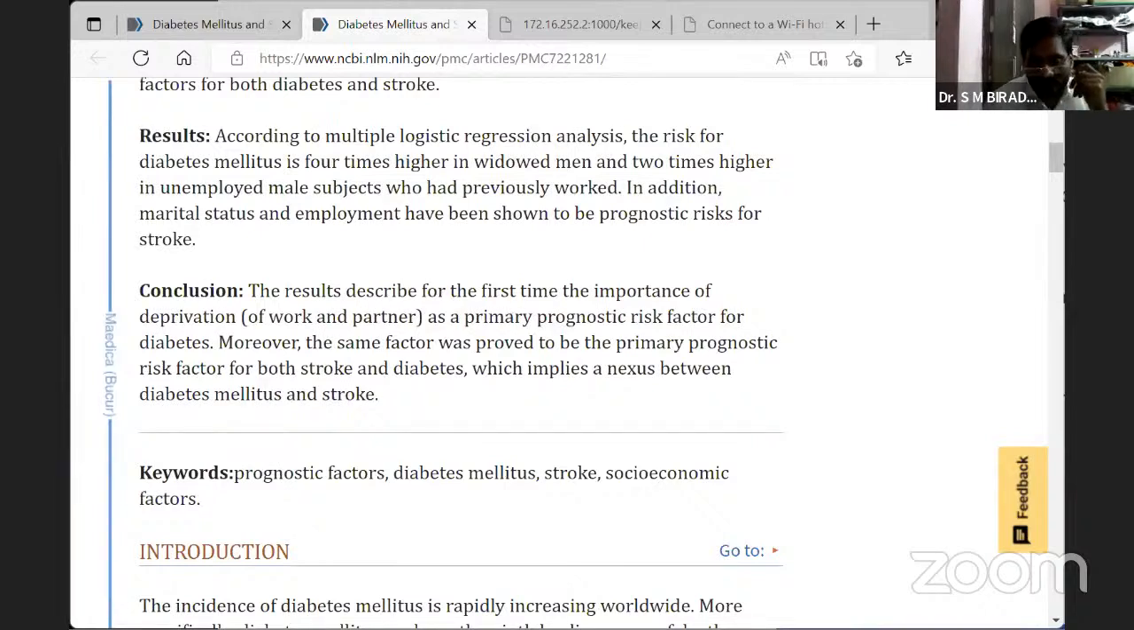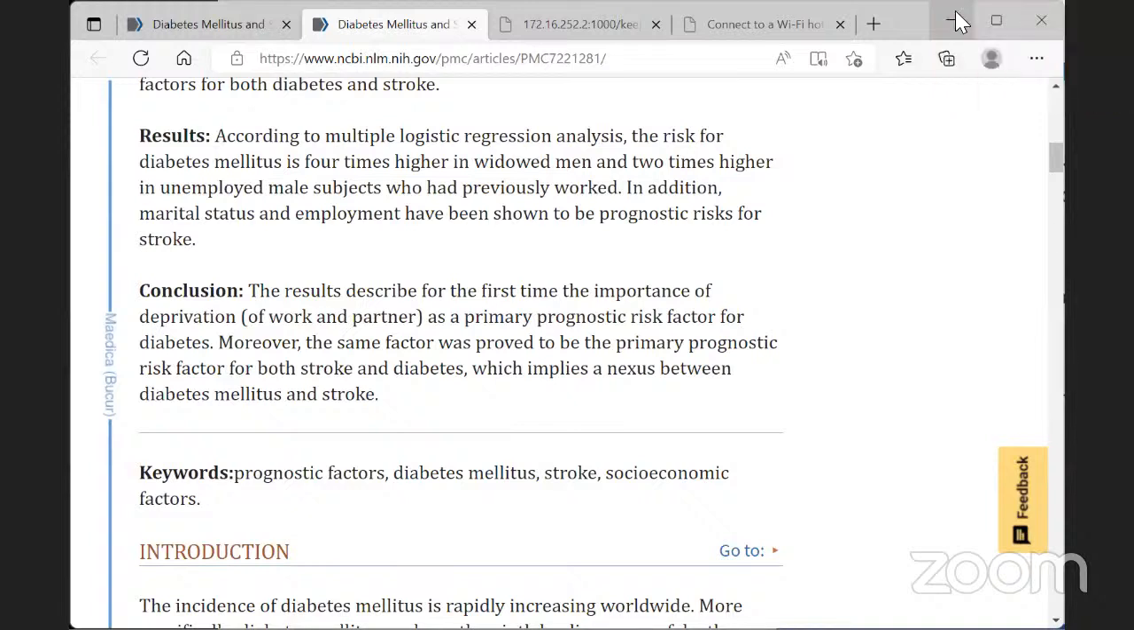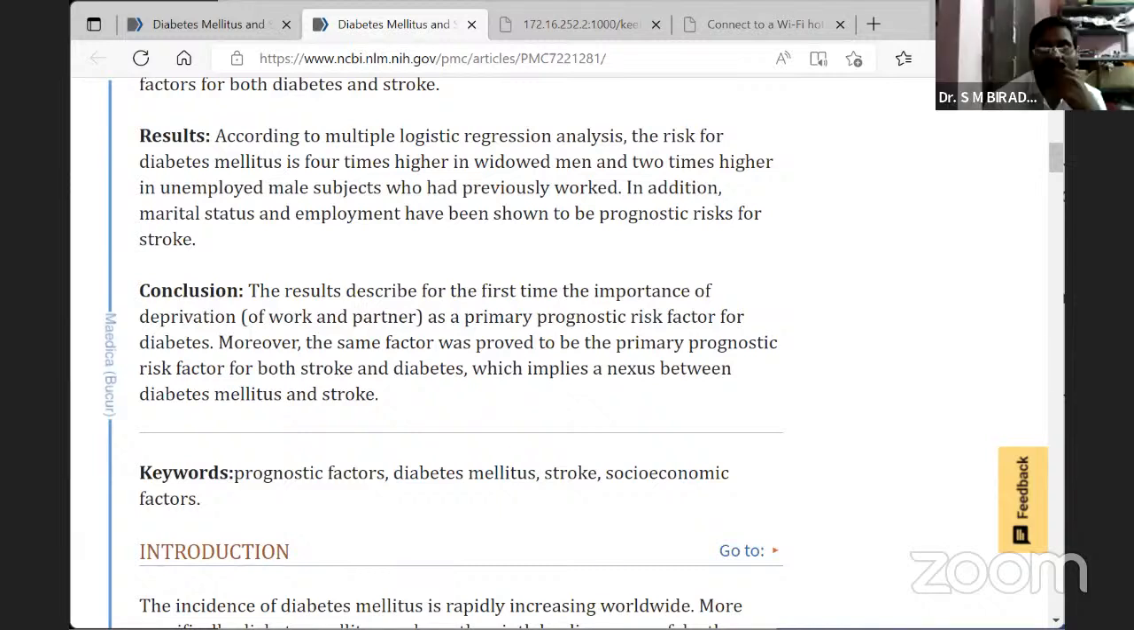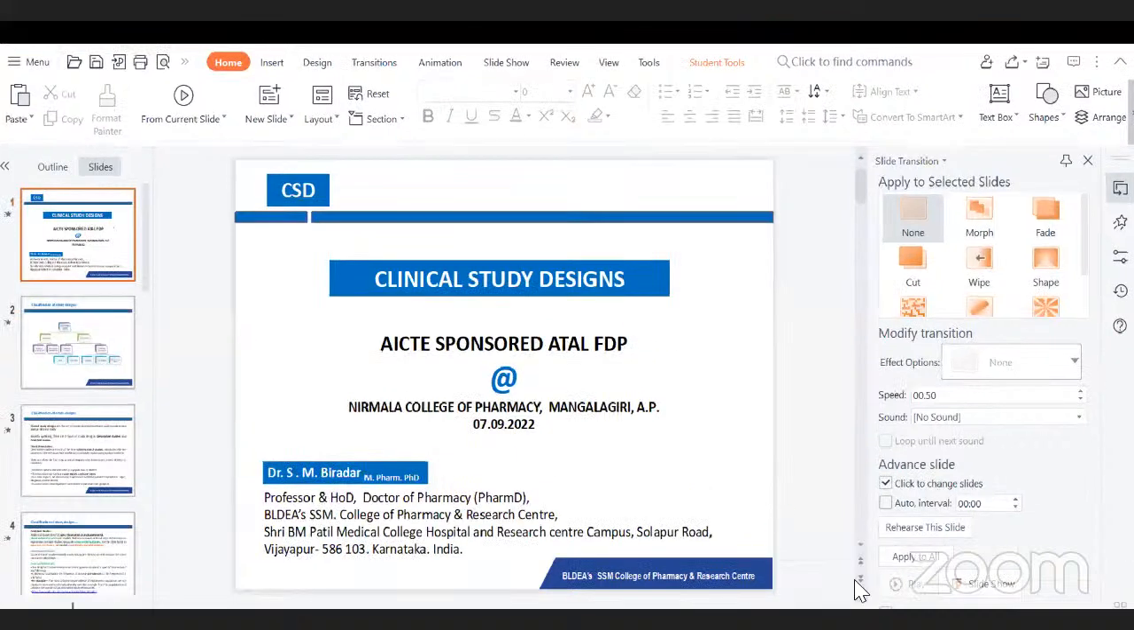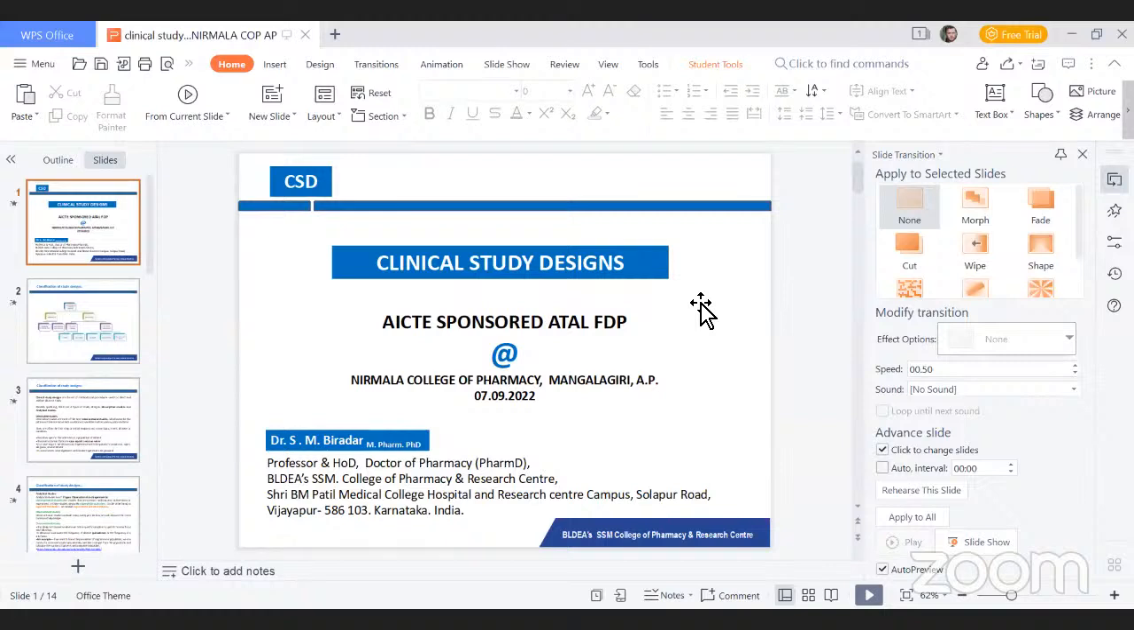Can you see the slides now? My original slides. Can you see the original slides now? No, sir. Just a minute, we need to. Yeah, I'm shifting. Now can you see? Yes, sir.